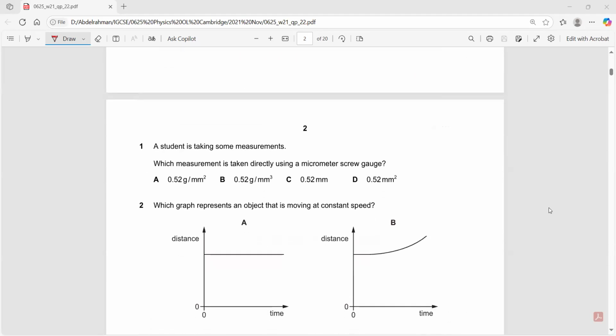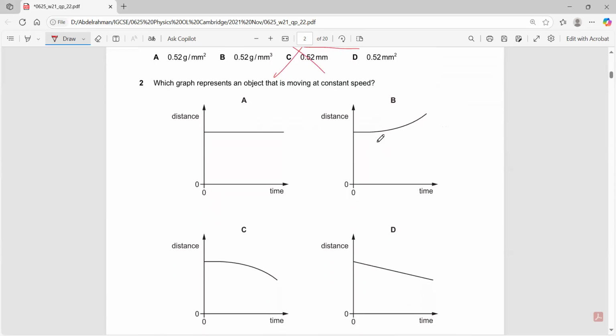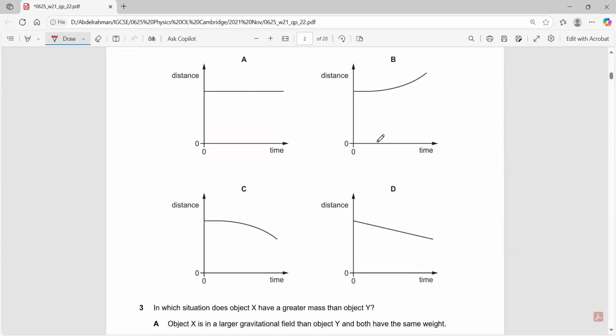Which measurement is taken using a micrometer screw gauge? It has been removed. Which graph represents an object that is moving with a constant speed? Constant speed, you need a straight line, straight slope. A is wrong. Why? Because it's at rest, right? B, you have a curve, and C, you have a curve, so both of them would be wrong.